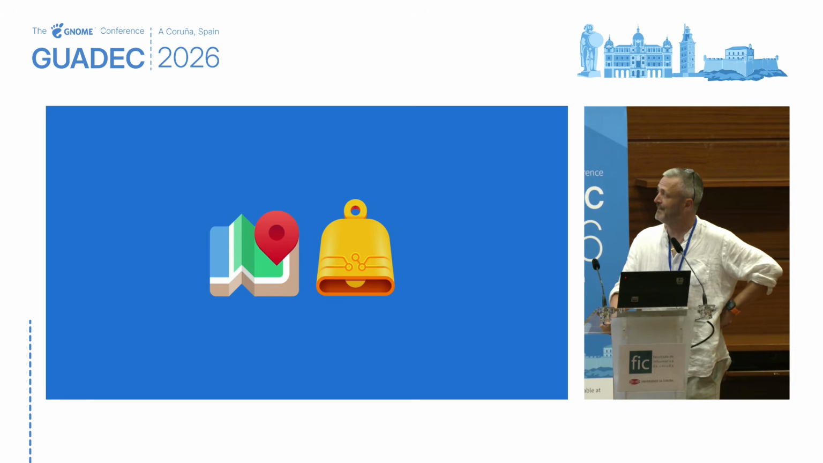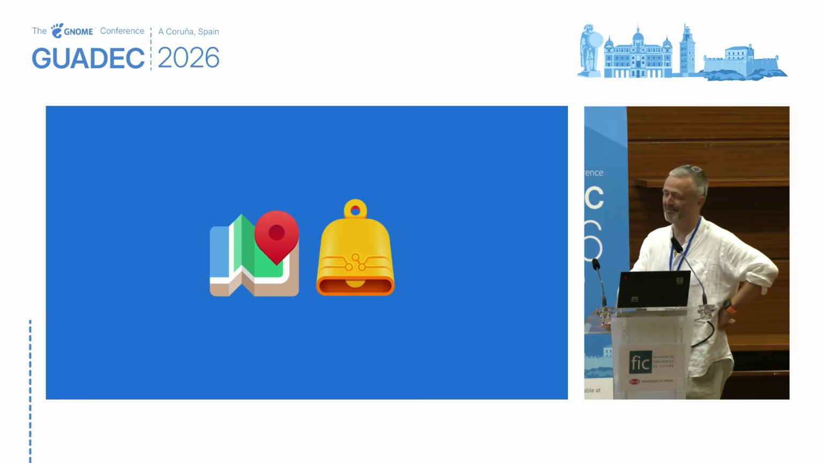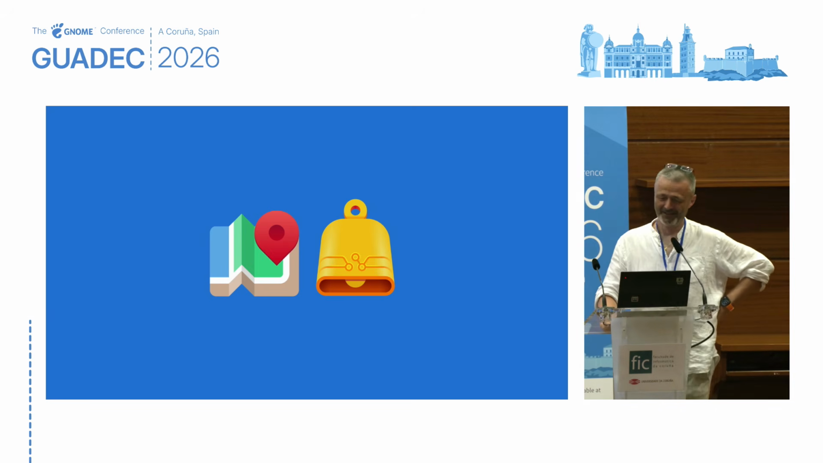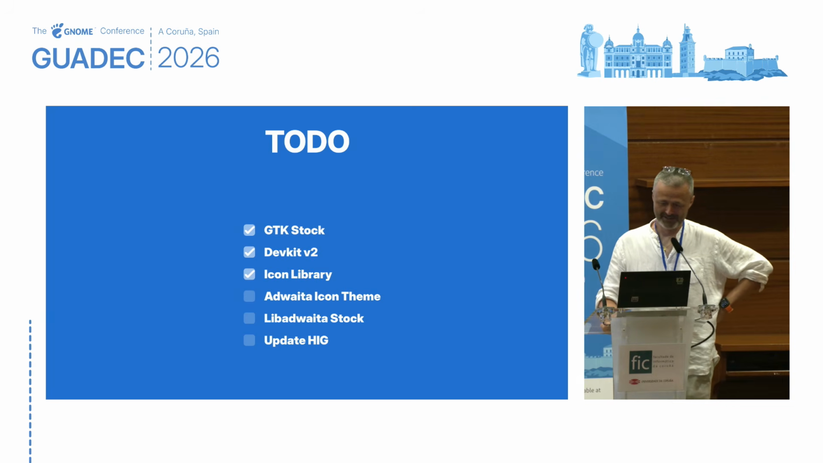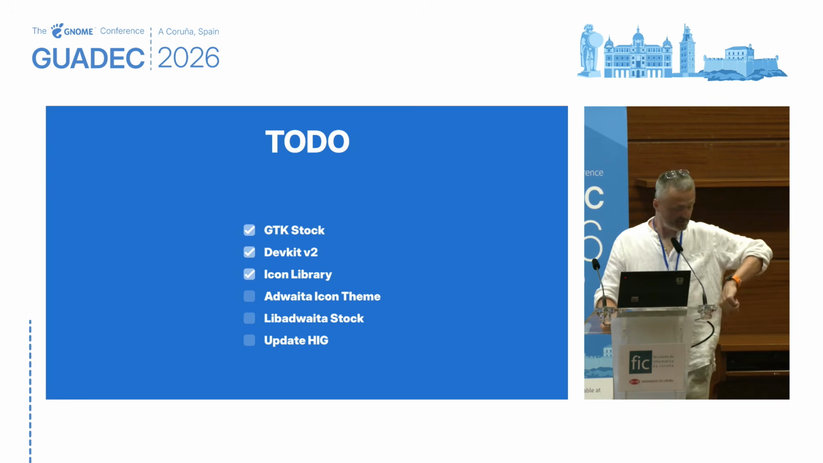I have Maps here because I wanted to land all these things, but Maps is actually using so many icons that I didn't quite finish. So, again, I'm lying. Maps is still in progress. So there's a little overview of what's ahead of us in terms of the new symbolics. I don't know how much time I got.